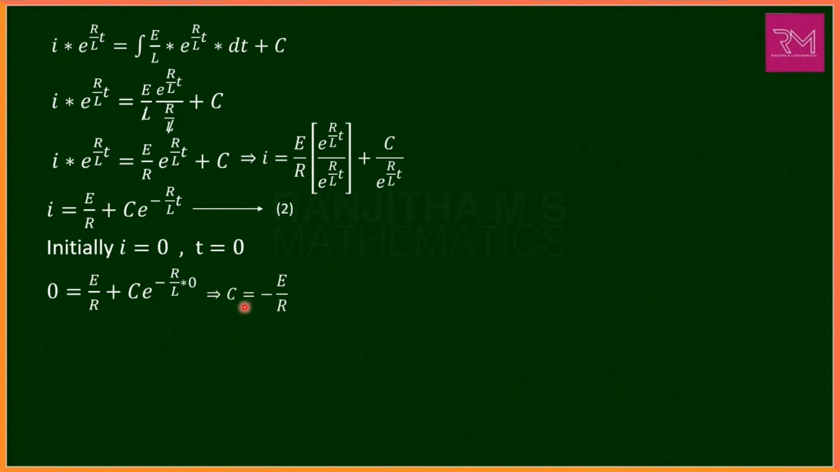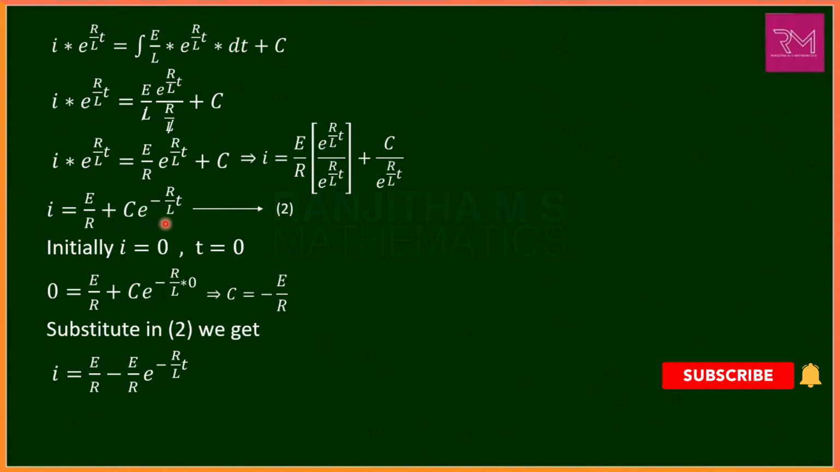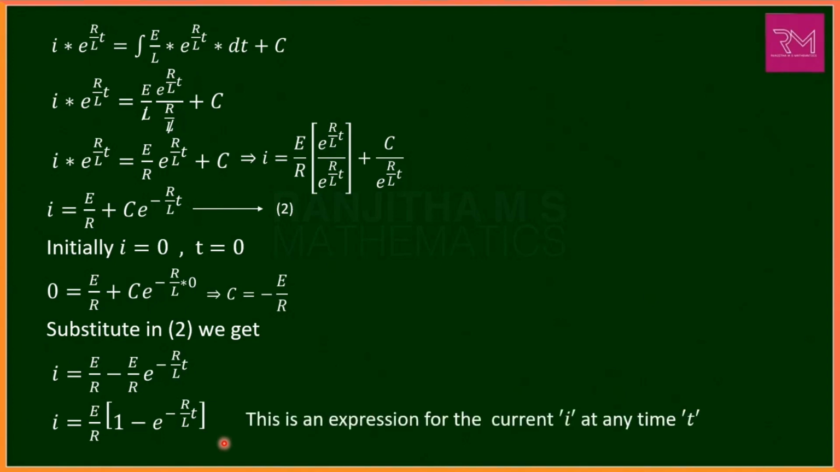Now we can substitute the c value in equation 2. We get I is equal to E by R plus c into, where c becomes minus E by R, so plus into minus, we take it as minus E by R into exponential power of minus R by L into t. Now we can take E by R as common. We get I is equal to E by R into 1 minus exponential power of minus R by L into t. So we can conclude that this is an expression for current I at any time t. So I is equal to E by R into 1 minus exponential power of minus R by L into t. This is the value of current I at any time t.